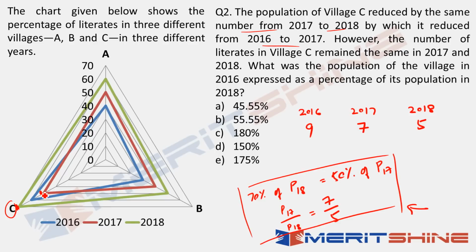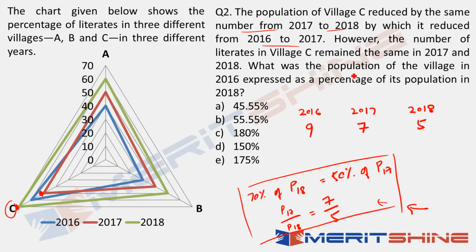The moment you look at this part of the graph, and you look at this is 50%, this is 70%, you should immediately realize that the total populations would be in the ratio of 5 to 7. Now which would be more, which would be less? Just think like that logically. Obviously 17 has to be more, 17 would be 7, because 50% of 17's population is equal to 70% of 18's population. So you could have done this logically as well. So this was not really required.